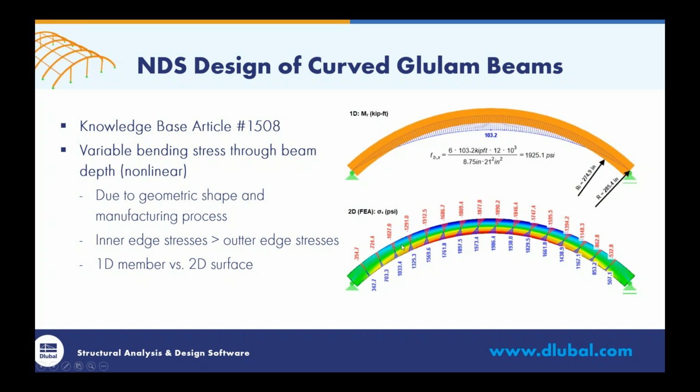Well, when we compare that to a 2D surface element, so what I mean by 2D surface element, it has dimensions in both X and Y directions. We still give it the same materials, the same thicknesses, everything else, but now we can view the bending stresses throughout the depth of the beam. Well, what we find is that these stresses for a 1D member are less than the true stresses from a 2D surface element. So there's some discrepancy there. So how can we possibly design for the correct bending stresses here when we're using 1D member elements?